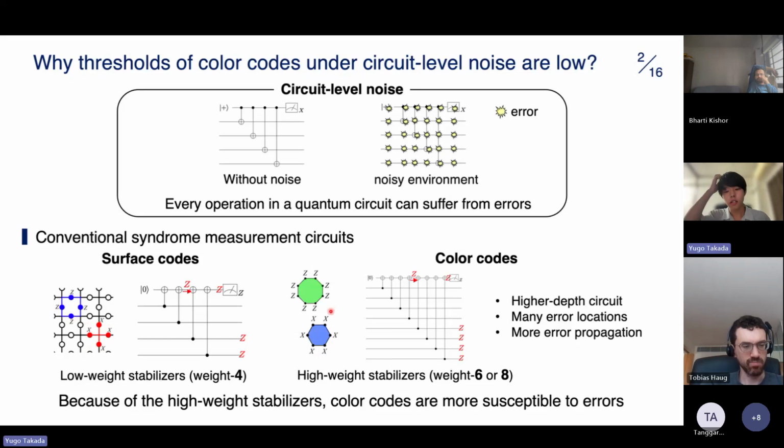Because of that, the depth of the syndrome measurement circuit in color codes is higher compared to surface code. So there are many error locations, and errors can propagate more. These are the reasons why the threshold of color codes under circuit level noise is low.